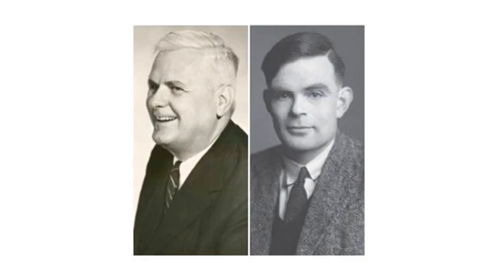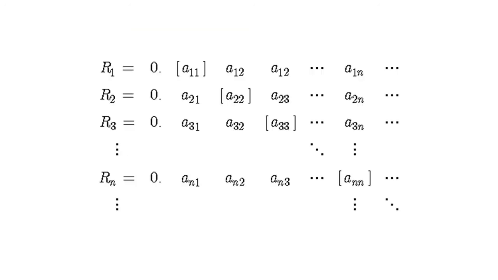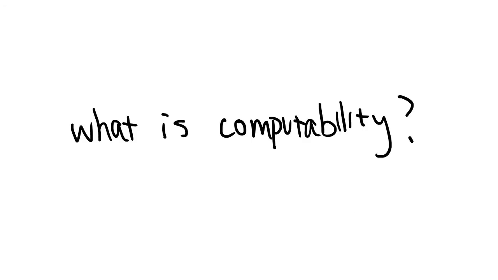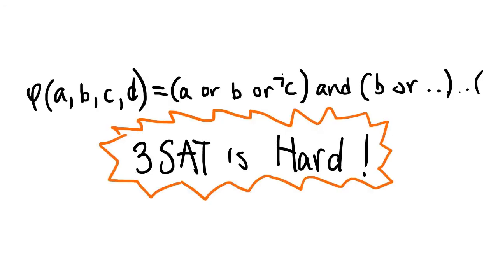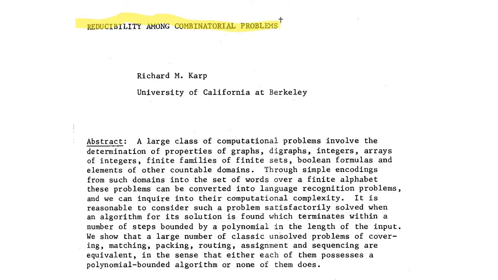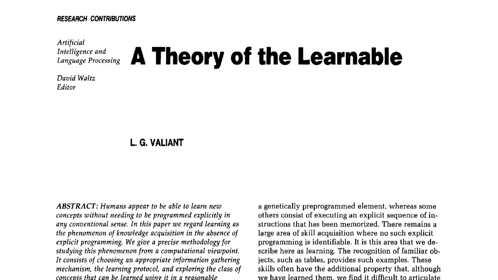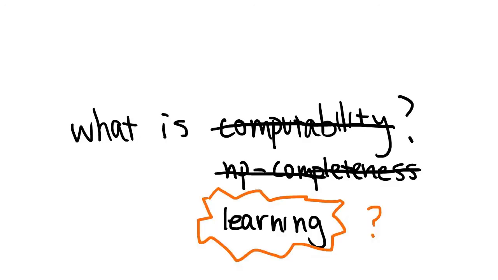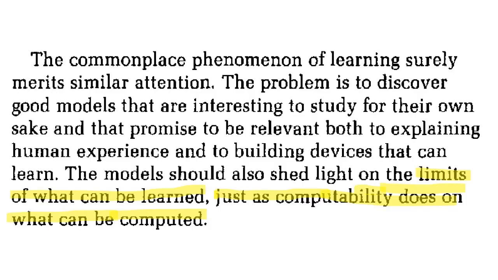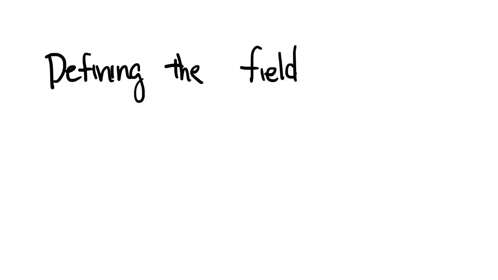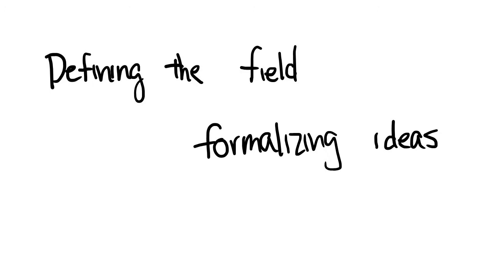Just as Church-Turing's thesis and Cantor's diagonalization help define computability, or Cook-Levin's theorem and reducibility among combinatorial problems help define NP-completeness, similarly, the theory of learnable help define learning, becoming the cornerstone of computational learning theory. All these works are monumental for defining their respective fields, for formalizing vague notions that scientists had vaguely recognized into definitions of clear importance.